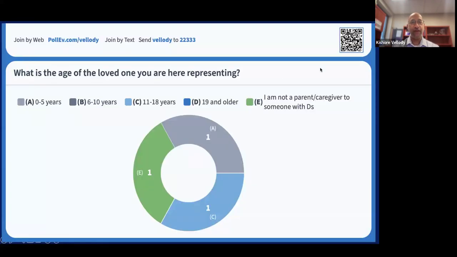People are already starting to answer, which is great. If you don't mind, go ahead and answer this first question, which is, what is the age of the loved one you're here representing on this meeting today? The ways to join are at the top of the screen, so go ahead and text in your answers. This first one is just so I know who I'm talking to in terms of the age of the person that you're representing. Wonderful, as people start to figure out the tech. If it doesn't work for you, that's fine, but this is just a nice way to keep us interactive.